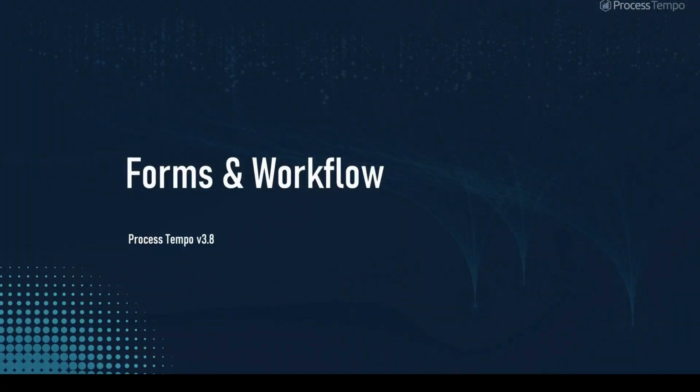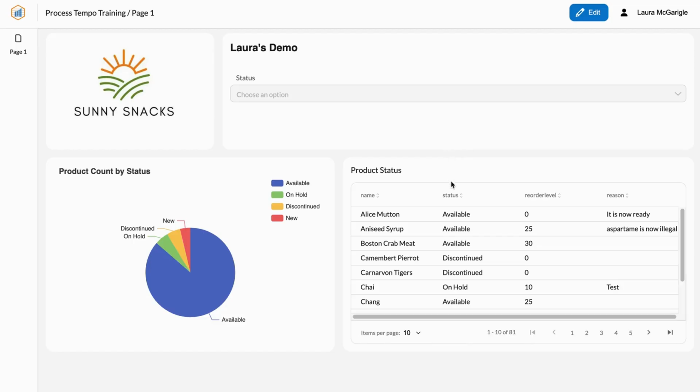Okay, so now that you have a baseline of how to create a dashboard using reports in Process Tempo, I'm now going to show you how to create powerful workflows within your organization using our form builder and dashboard integration capability. Let's use the dashboard we just built as an example. The table on our dashboard lists out product information. Now I want certain people to edit or provide feedback for that product-related data.